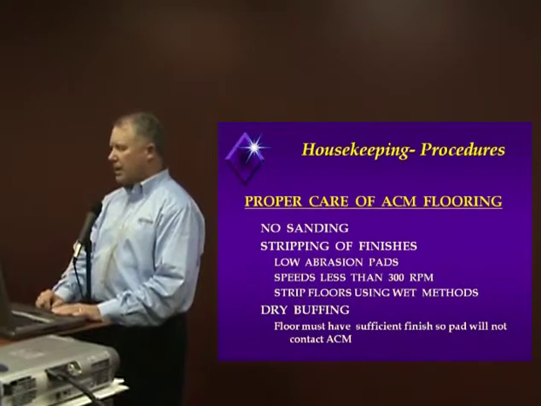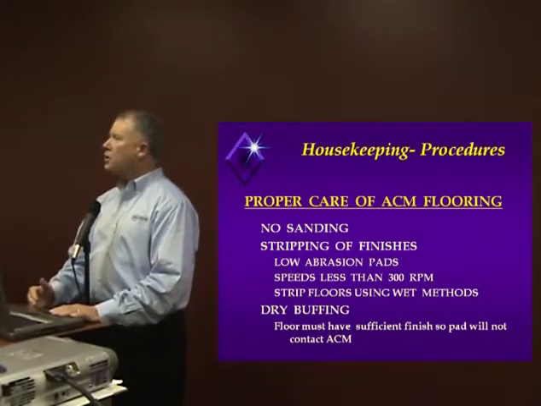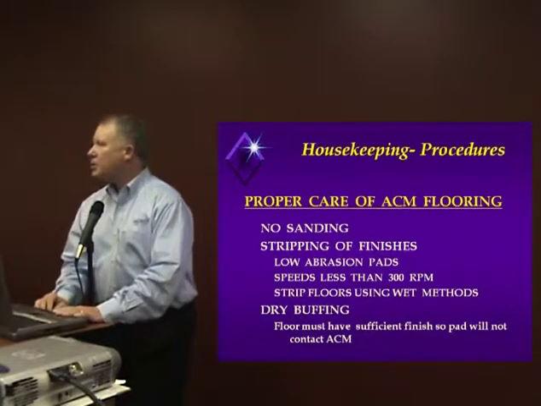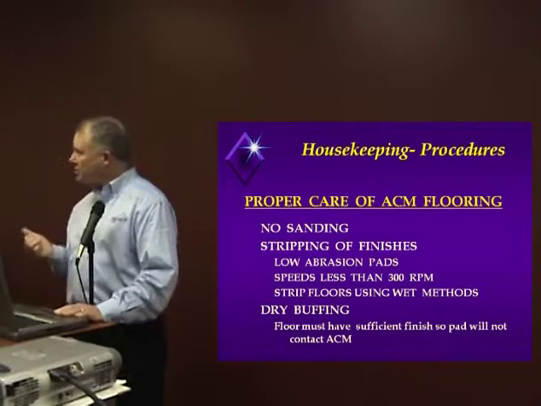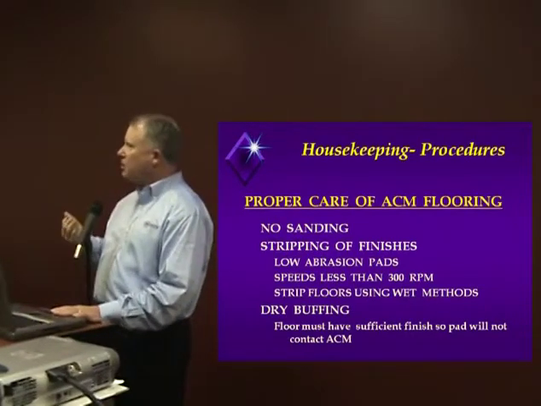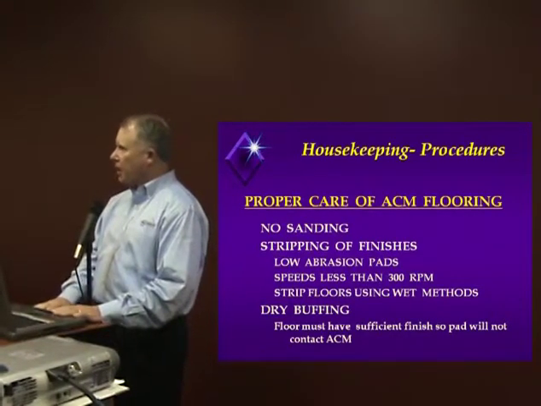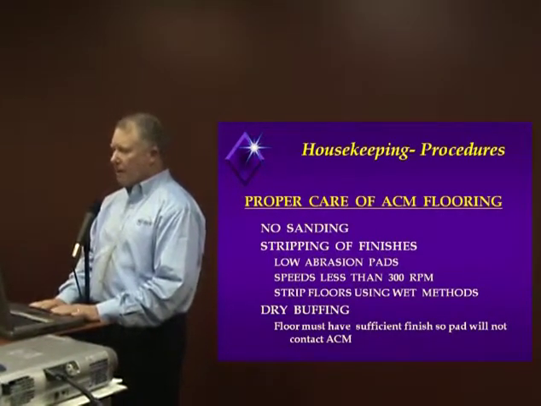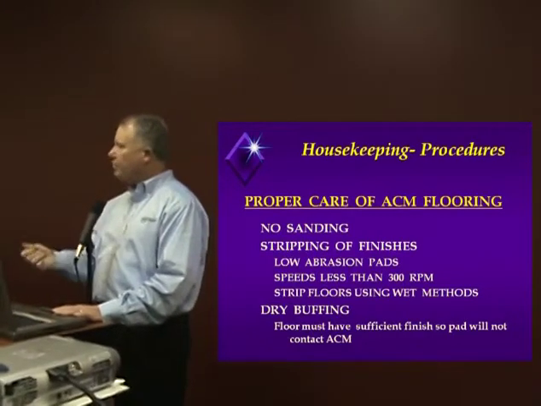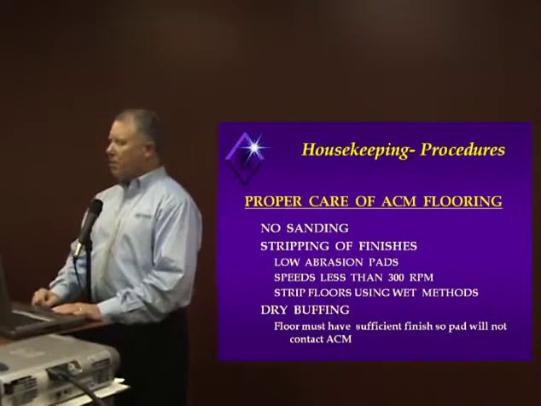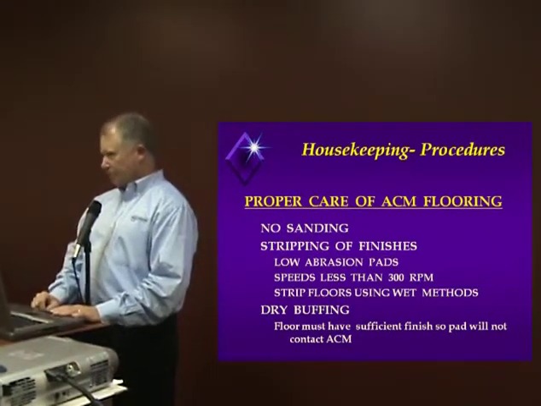You can't use sanding of any type in maintaining an asbestos-containing floor. There are certain procedures that you have to follow if you're going to strip off the wax or the finishes on an asbestos-containing floor. Number one, you have to use low abrasion pads. You can't use high abrasion pads that will actually penetrate into and beyond the surface of the asbestos-containing floor tile. And third, if you're using a buffer to strip, you have to use a low-speed buffer that actually oscillates at a rate of less than 300 RPM.